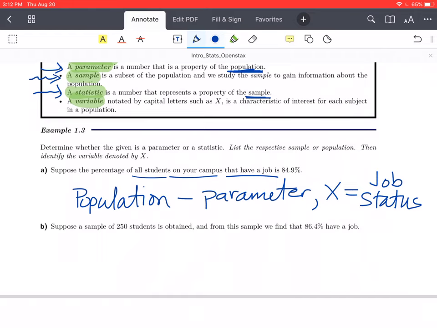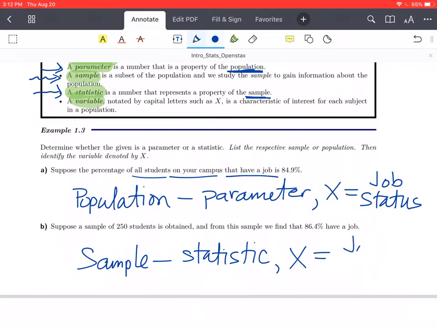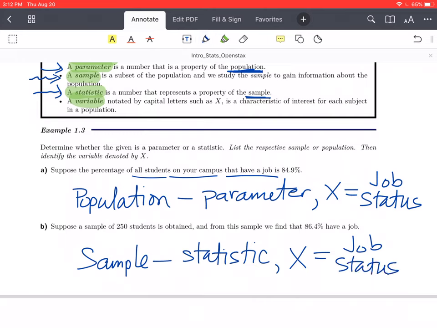All right. And then part B, suppose a sample of 250 students is obtained, and from this sample we find that 86.4% have a job. Hopefully this one's a little more clear. This one is a sample, and we are told that, right? Which means that the data we get from it represents a statistic, not a parameter. And the variable in this case is still job status. That hasn't changed. Just because we're looking at a sample instead of a population, the variable has not changed.